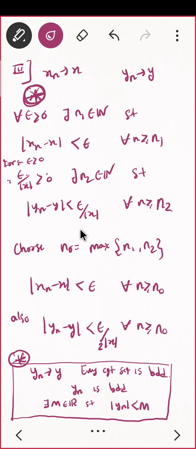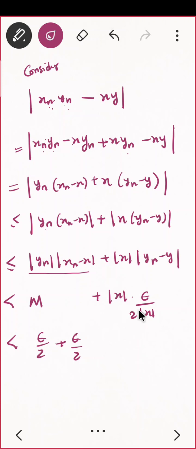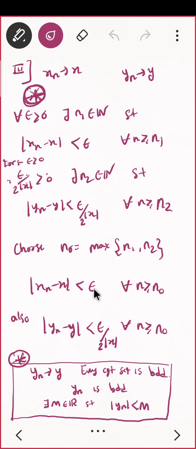Here I want 2 mod x, so that once it gets cancelled, I'll be remaining with epsilon by 2. So can I see something here also? If I choose epsilon upon 2m, correct, the m gets cancelled, and you'll be having this as epsilon upon 2m. This is what you should start with, epsilon upon 2m.